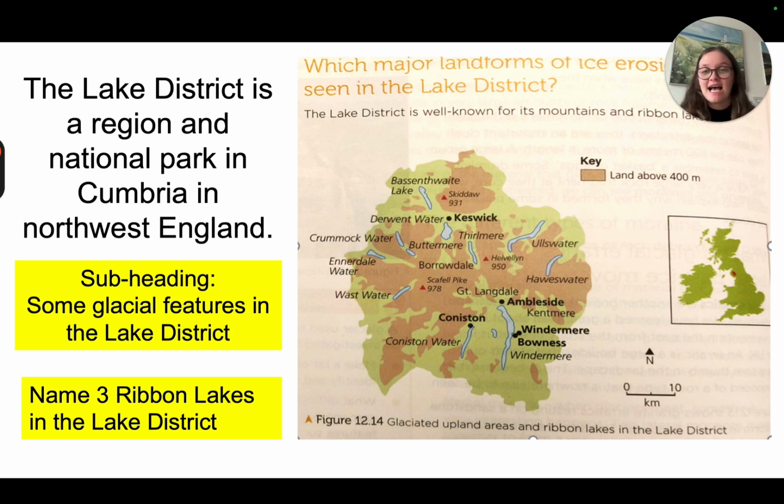We'll have looked at this last lesson with glacial deposition and how that has formed, erosion has led to the formation of these ribbon lakes. So I would like you to name 3. You might have already heard of these before, so Buttermere Lake, Thirlmere Lake, Windermere, Ullswater you might have heard of. These are all what we call ribbon lakes in the Lake District.